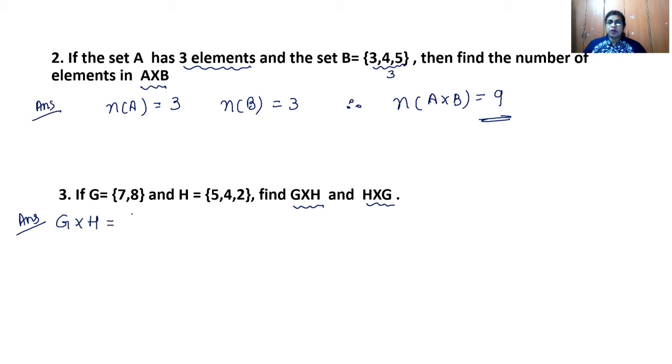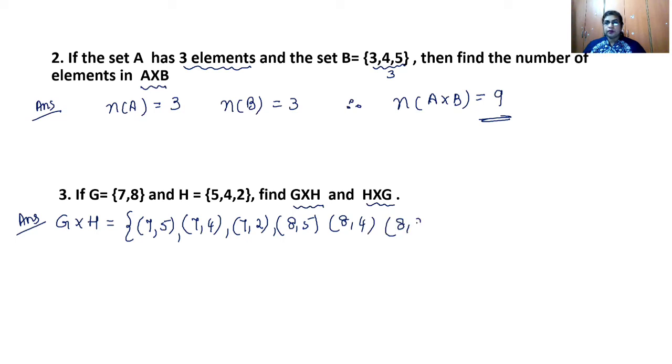Now remember the cross product definition. From the set G, take one element, fix that element and pair it with all the other elements of H. Okay. So yes. So let us start. So what should be my first ordered pair? So I start with 7. So 7, 5. I pair it with all the elements of set H. So 7, 5. Then 7, 4. Then 7, 2. So I finished 7 with all the elements of H. Go to the next element. You have 8. So you have 8, 5, 8, 4 and 8, 2. Okay. So this is your G cross H.